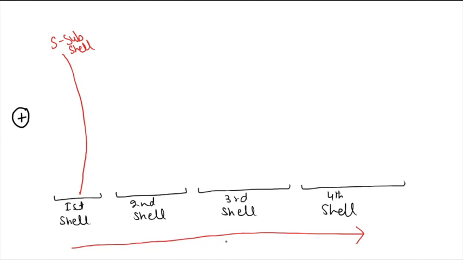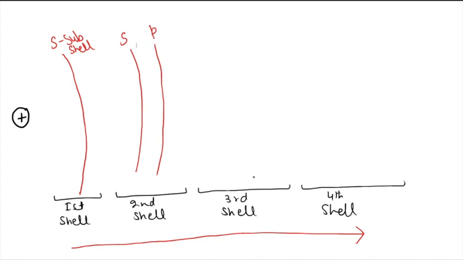How many subshells are present in the second shell? In the second shell, there are 2 subshells. One is S and the second is P. So there are 2 subshells. I can give you a more analogy for this. This is the first floor. In the first floor, there is only one apartment. In the second floor, there are 2 apartments.